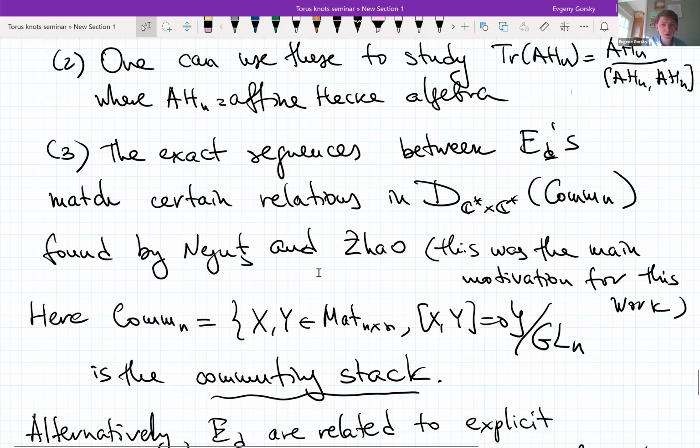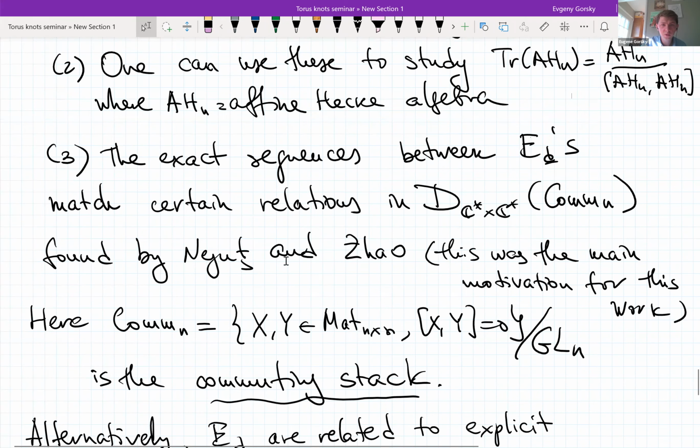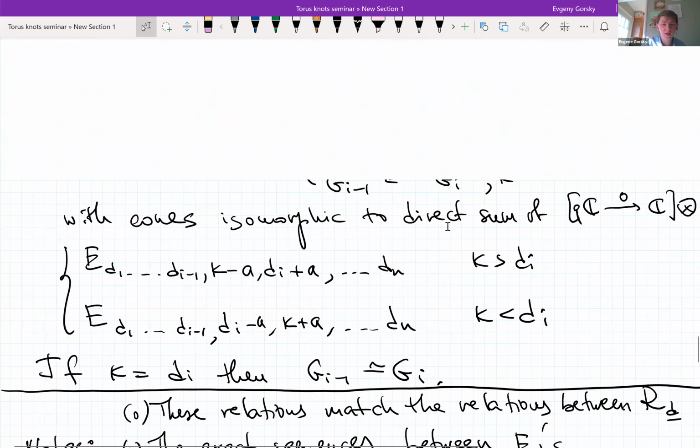In the geometric setup, he has so-called commuting stacks. So you have a pair of matrices which commute, mod the conjugation of GL_N. That's a complicated thing called the commuting stack. And Andrei Gorsky and Yu Zhao found some interesting objects in the derived category of this guy, and some maps between them, and some exact sequences and exact triangles relating these objects. And these exact sequences match exactly what is written here.